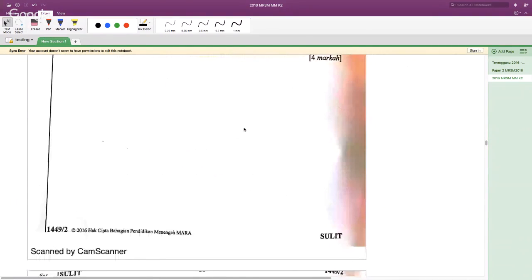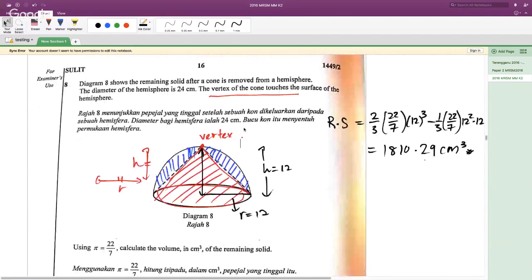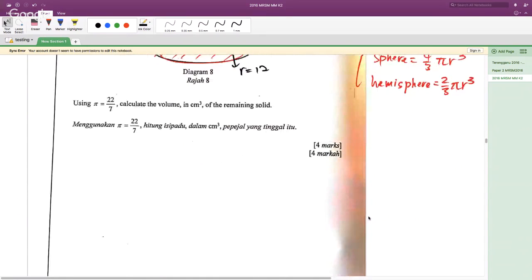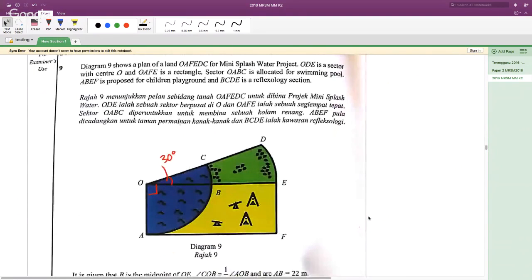Let me write down the cone formula also. It's 1/3 pi r square h. For the whole sphere, it is 4/3 pi r cube, but a hemisphere means half of it, so you multiply by half and get 2/3 pi r cube. All of this is for volume. This is just in case some of you do not understand. Some students might be confused why this is 90 degrees, because the question says it's a rectangle. For a rectangle, all four corners are 90 degrees.